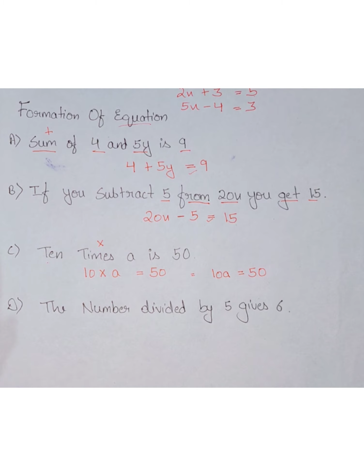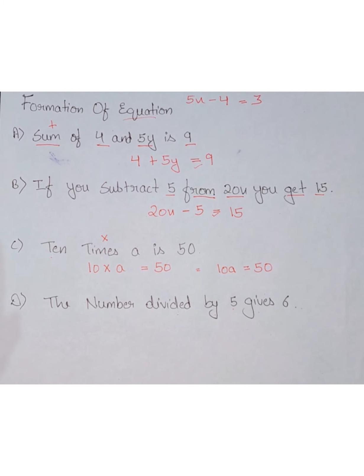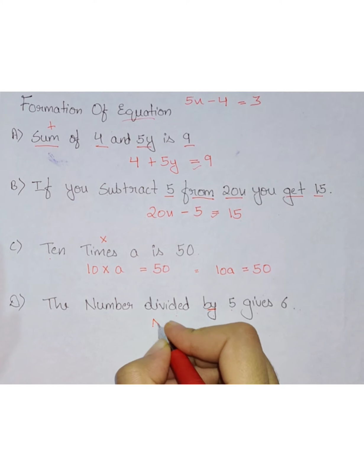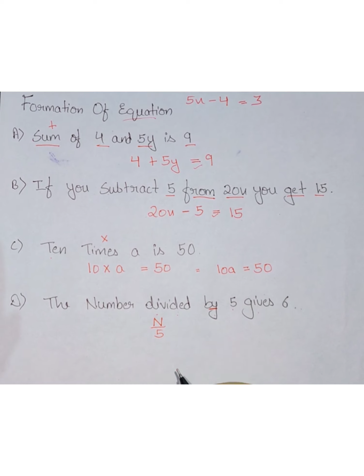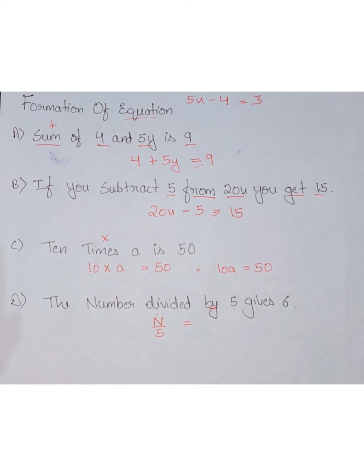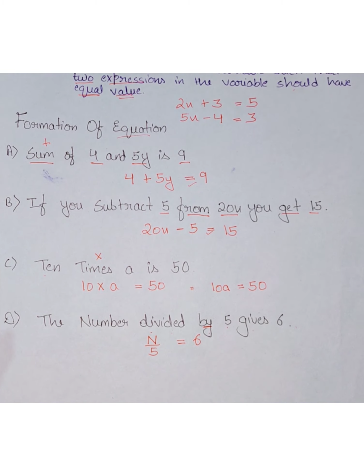Now next is: the number divided by 5 gives 6. Here you have to divide a number by 5. But we don't know what is the number. So let us suppose the number to be n, divided by 5 gives us 6. So this is how we form the equations from given statements.